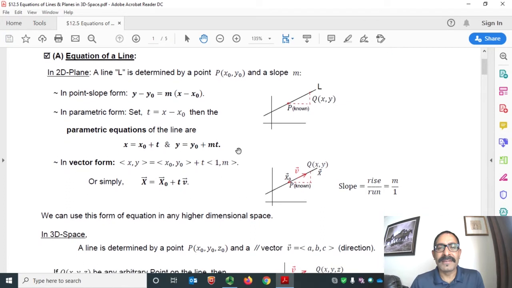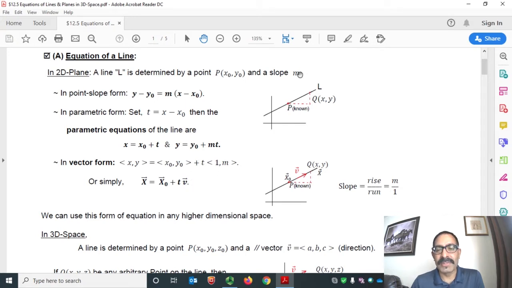Next, let's write in vector form. So let's rearrange these parametric equations, put x and y in one vector and x0 and y0 in another vector, and factor t out from these terms. Then we have t times (1, m), this is another vector. Then in the vector form, we write the equation of the line as x equals, this is the arbitrary vector x, the given point position vector x0 vector plus t times vector v.